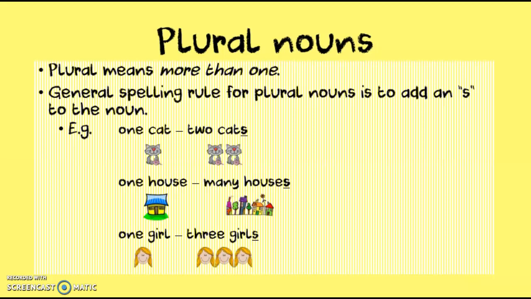Nouns can also be written in plural form, which means that they are more than one. For example, one cat, two cats. So as soon as you have a noun and there's more than one, it's called a plural noun. The general spelling rule for a plural noun is to add an S to the end of the word. In the example, you can see one cat, two cats, one house, many houses, one girl, three girls.